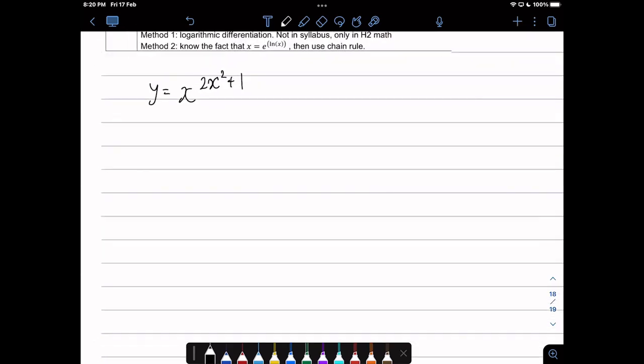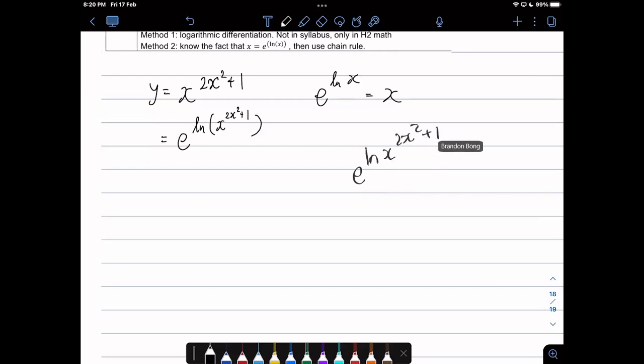What you need to understand is that e to the power of ln of x, the e and ln sort of cancel away, so it becomes an x. So that means you can always rewrite this as e to the ln of x power 2x squared plus 1. There's a lot of things going on, but I hope you understand.